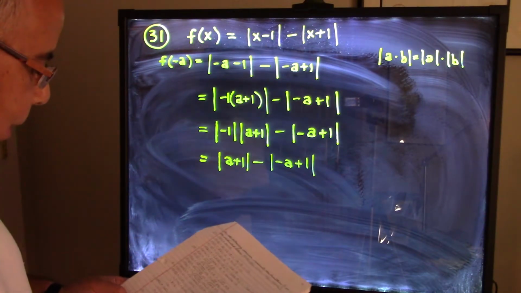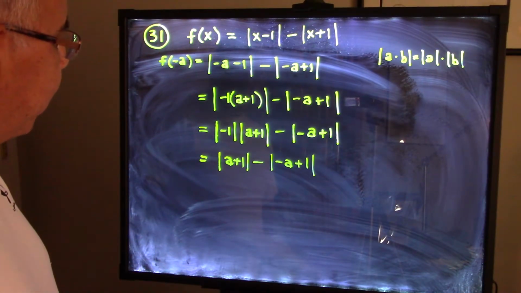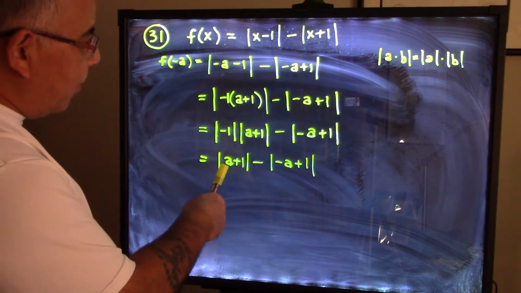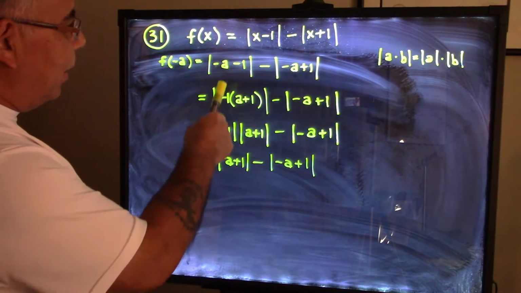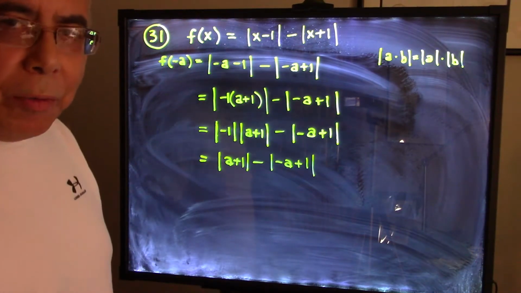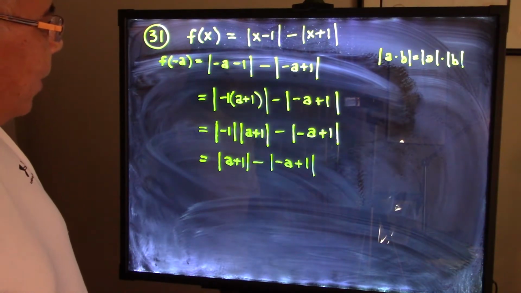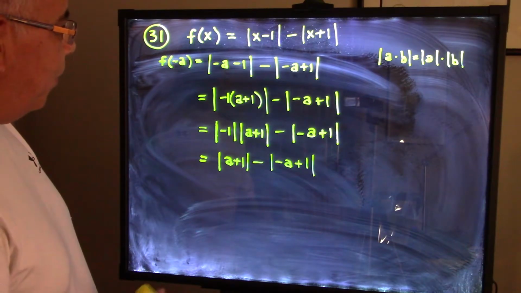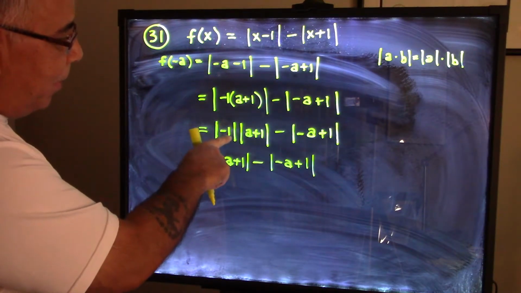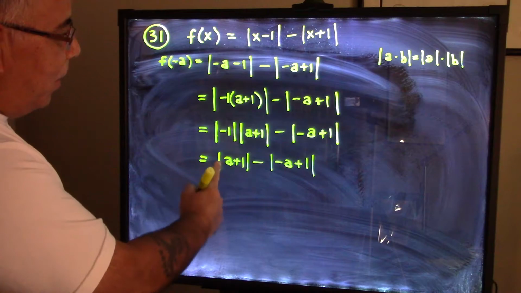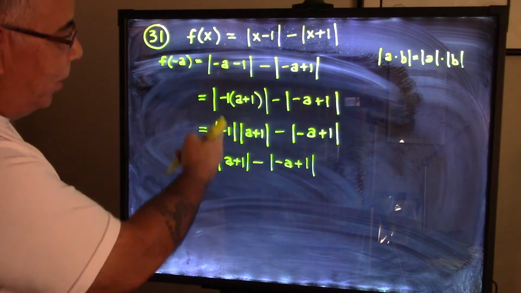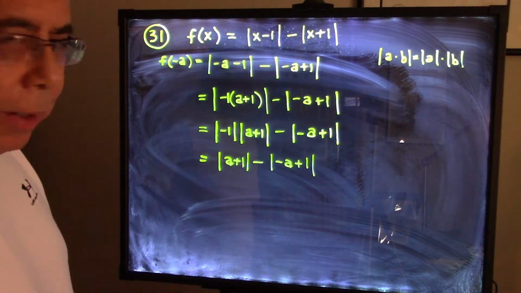All right. So as you can see, the absolute value of a plus 1 is equivalent to the absolute value of negative a minus 1. So you can prove that by just going through these steps. All right. You can go this way or you can go in this direction, either direction. So they're equivalent.